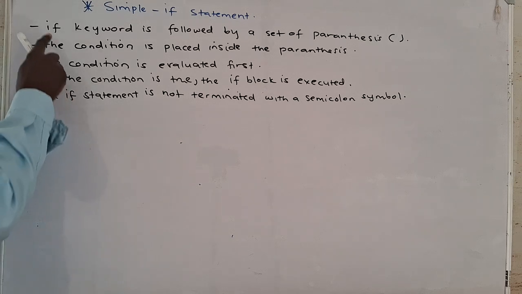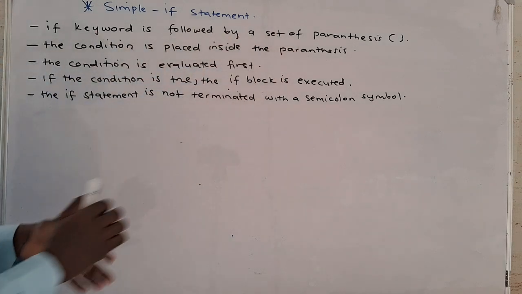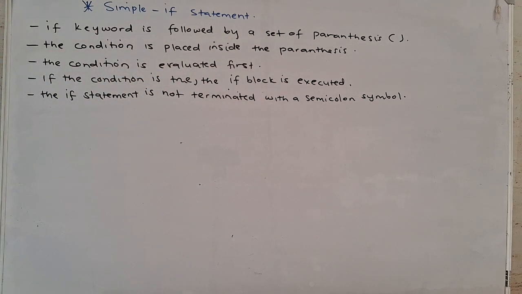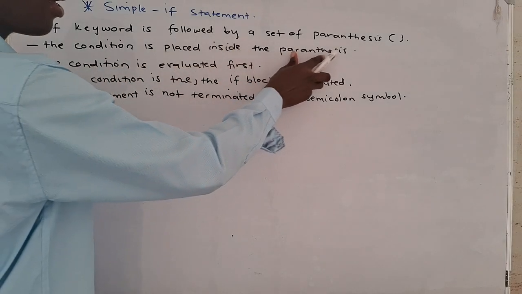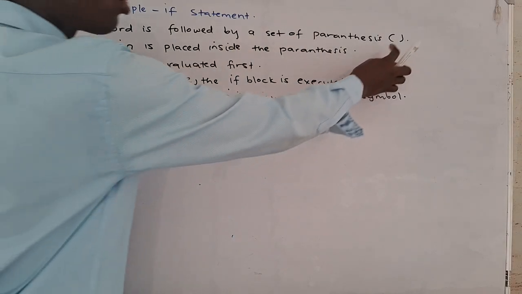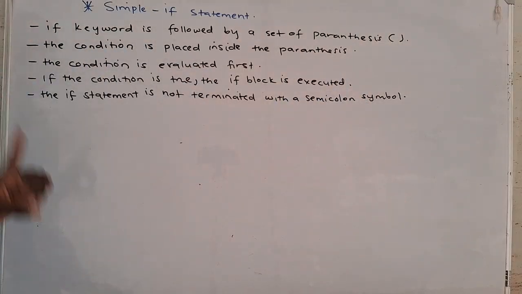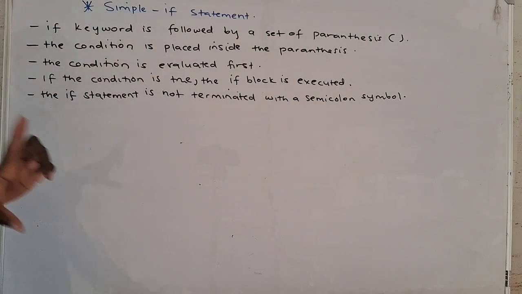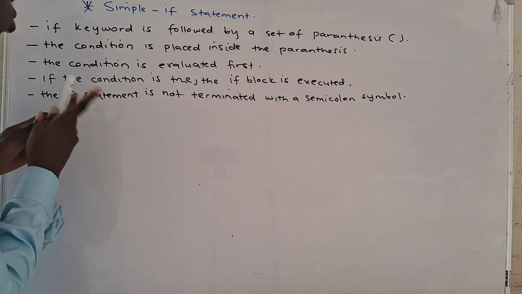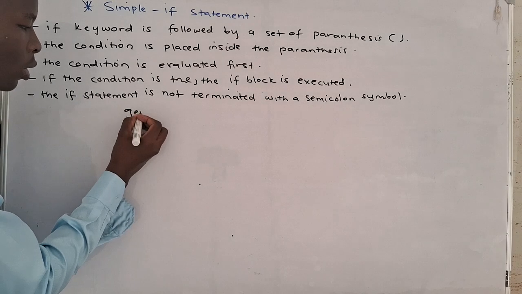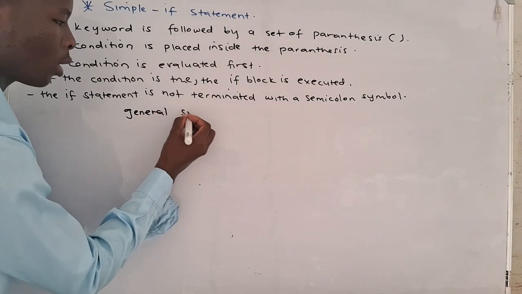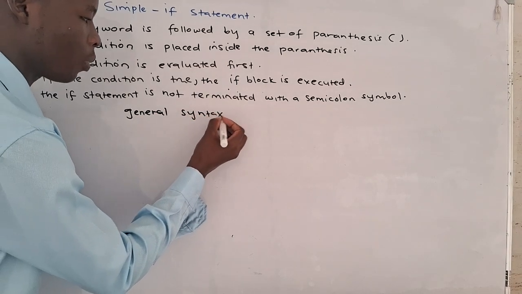So the if keyword is followed by a set of parentheses. The condition is placed inside the parentheses. You are supposed to write the condition inside the parentheses. And what is going to happen? The condition is evaluated first. So how are we going to write it? The general syntax.